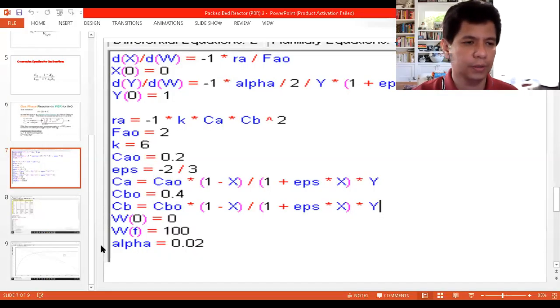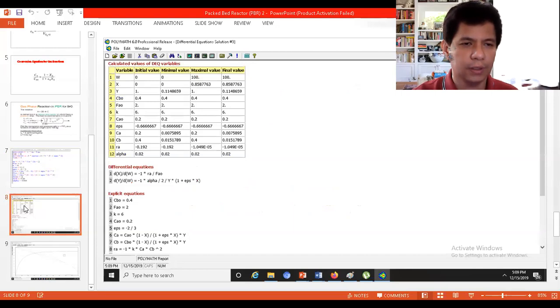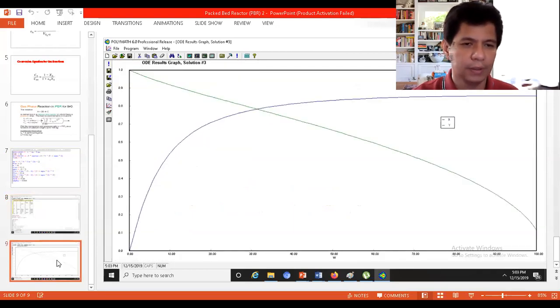Let's check kung tama yung ano natin, solution natin. So ito yung solution. Ayan, 0.85 yung maximum conversion na tama naman siguro. Tapos ito rin yung graph. Ito rin yung graph natin, x and the y. Tama naman yung ginawa natin. Ano?